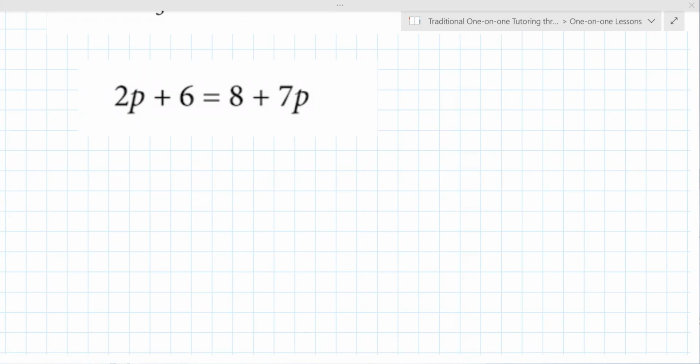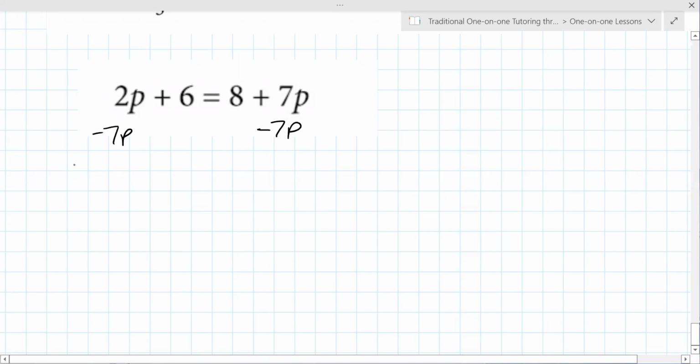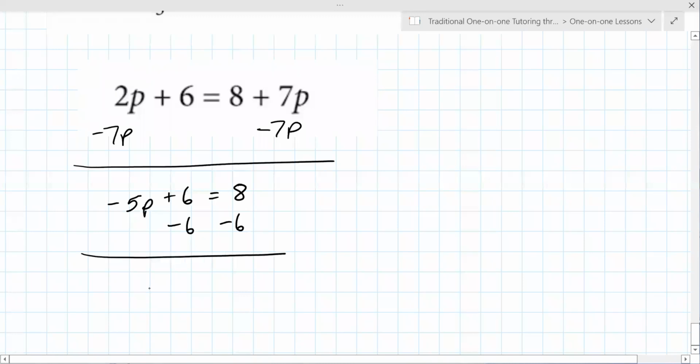All right, Sourish, how are you doing on this one? Yeah, I'm doing good. I guess you have to subtract 6. Let's move the 7p over first. So minus 7p on the left. Okay, so 2p minus 7p is minus 5p plus 6 equals 8. And then you're going to subtract 6 from both sides of the equation. So minus 5p equals 2. And then you divide both sides by minus 5. So your final answer is p equals negative 2 over 5.